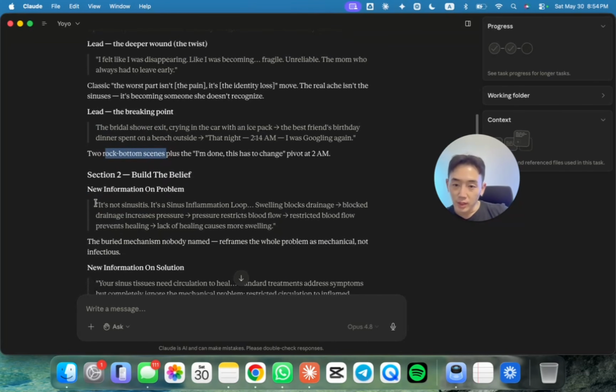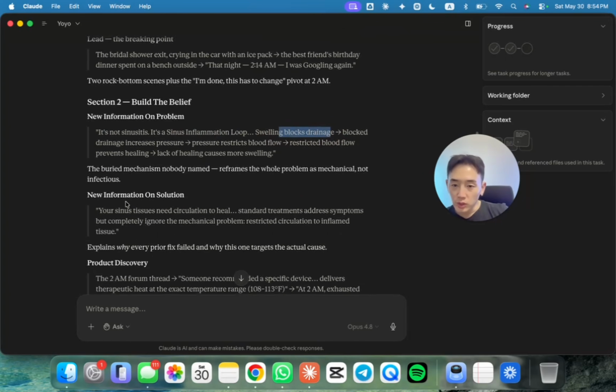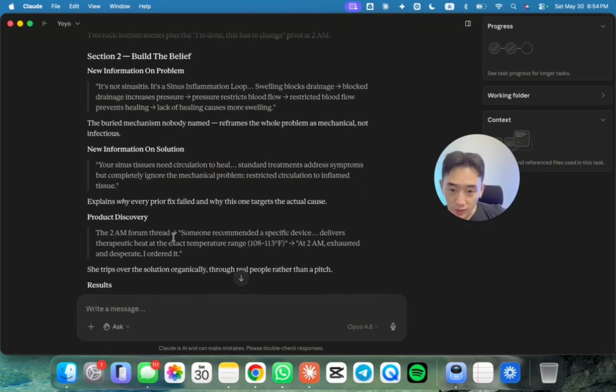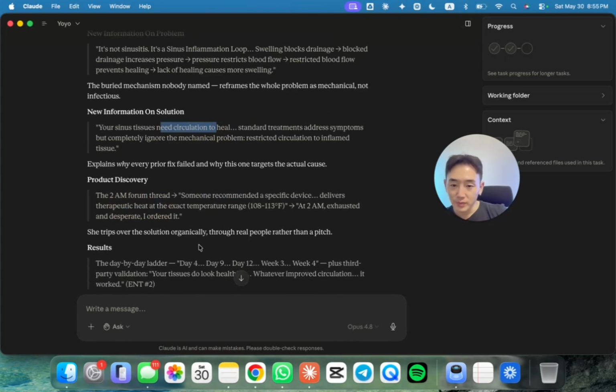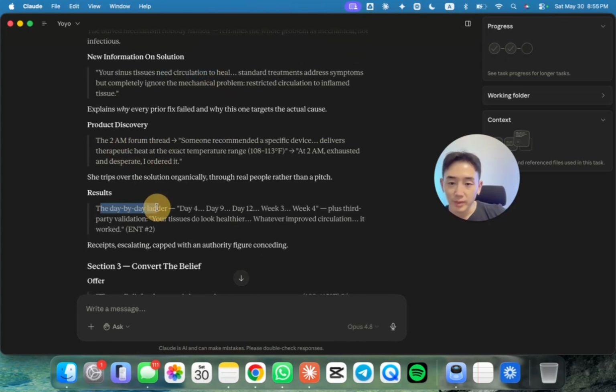Now, here, they provide new information on the actual problem. So now it's a sinus inflammation loop, swelling blocks, drainage, blah, blah, blah. New information on solution: your sinus tissues need circulation to heal. And I bet you right here, someone recommended a specific device that delivers therapeutic heat at the exact temperature range. And then it's going to help circulate the actual healing process. Results: day by day, day 4, day 9, day 12. They have all this in their copy.